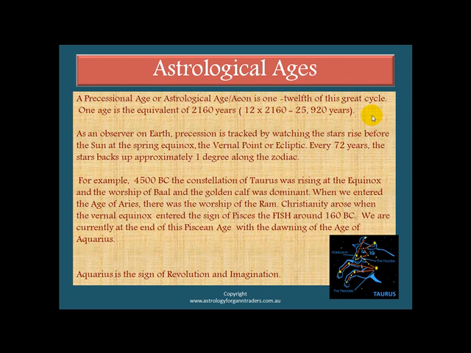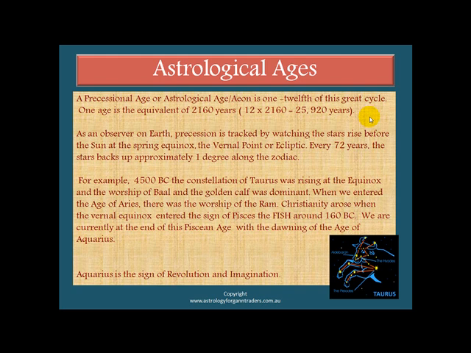So, for example, in 4,500 BC, the constellation of Taurus was rising at the equinox, and the worship of the bull and the golden calf was dominant. But when we entered into the age of Aries, there was a worship of the ram. And Christianity arose when the vernal equinox entered the sign of Pisces, the fish, around 160 BC. We are currently at the end of this Piscean age, with the dawning of the age of Aquarius. And Aquarius is a sign of revolution and imagination.